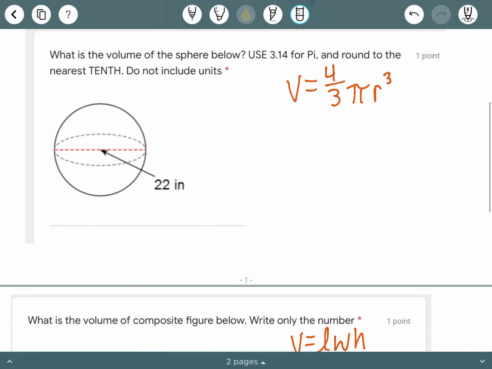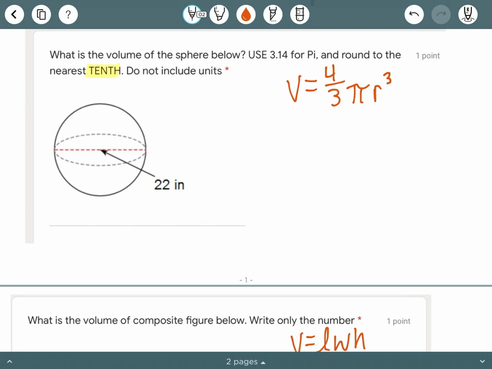All right, question number 2, what is the volume of the sphere below? Now this one says to use 3.14 for pi and round to the nearest tenth. So the nearest tenth is one place after the decimal.